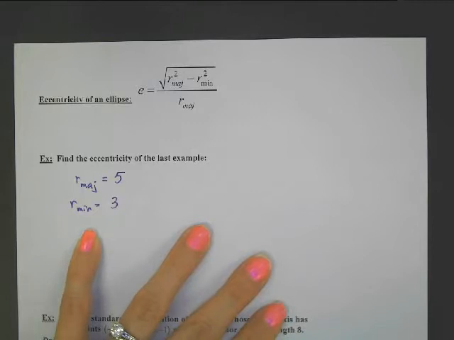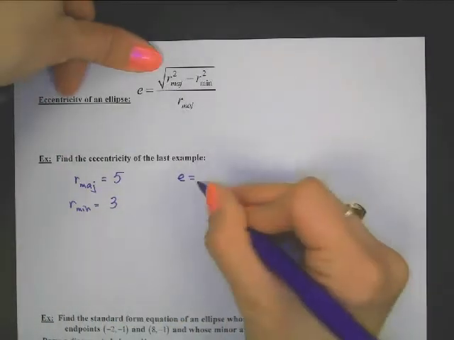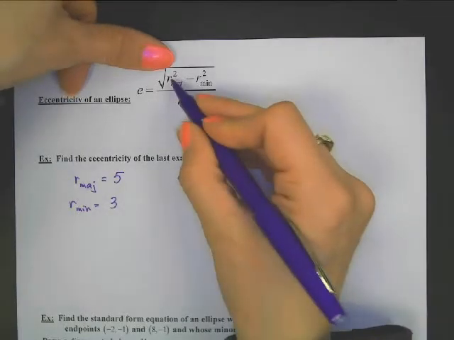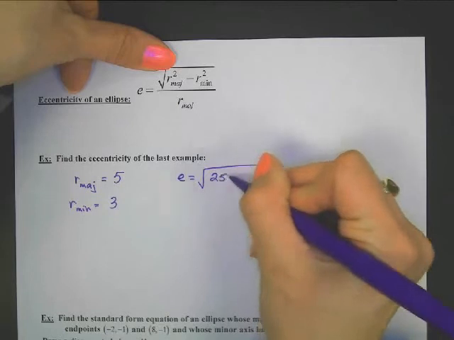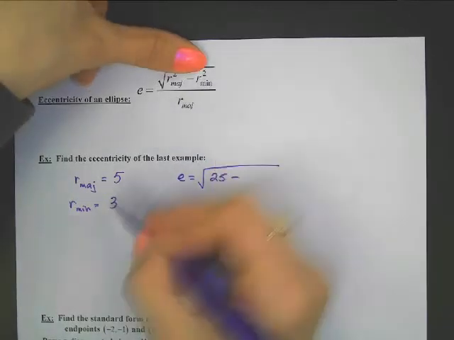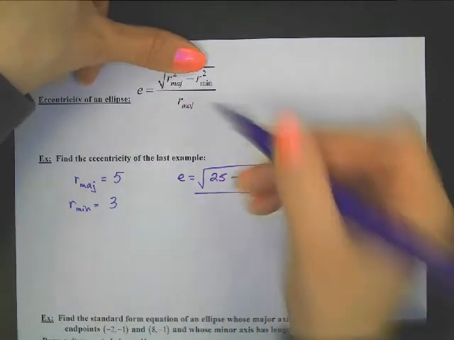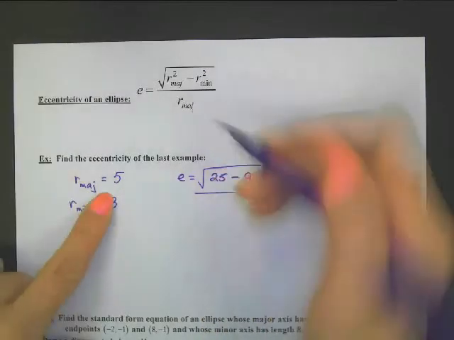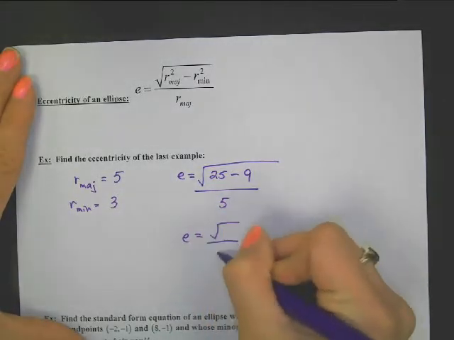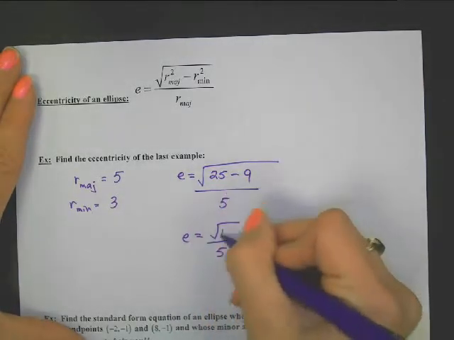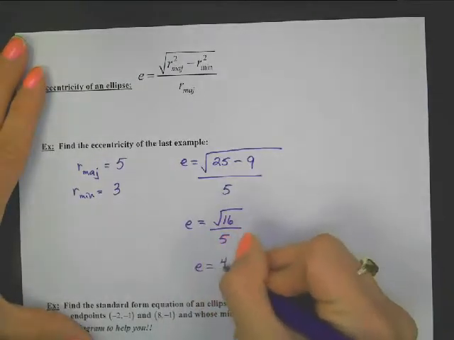The calculation for eccentricity says you have to do a big square root, okay? The major squared, that's going to be 25, minus the minor squared. The minor squared is going to be 9. And then divide by the major. The major is 5. So our eccentricity calculation here is going to be the square root of 16 over 5. So the eccentricity is 4/5.